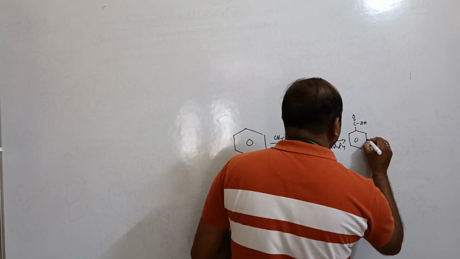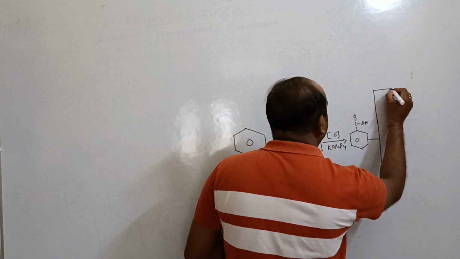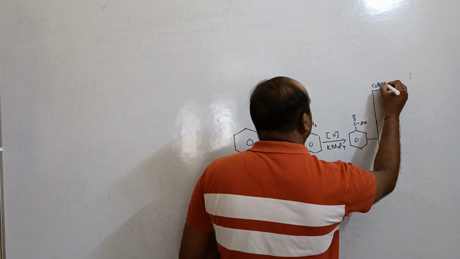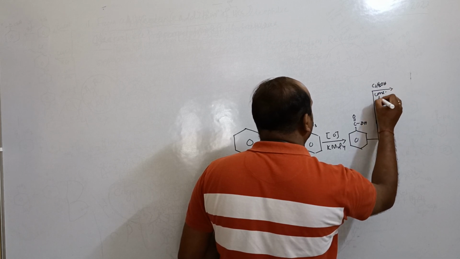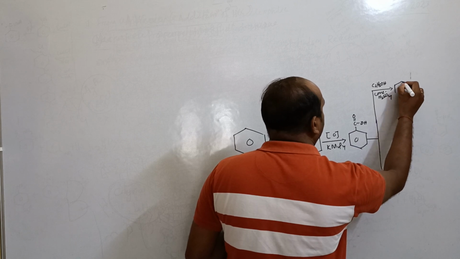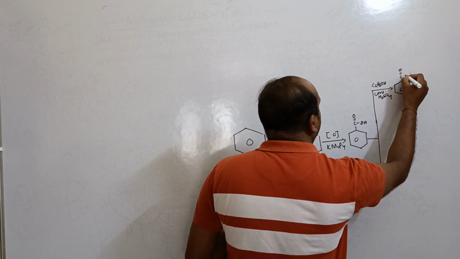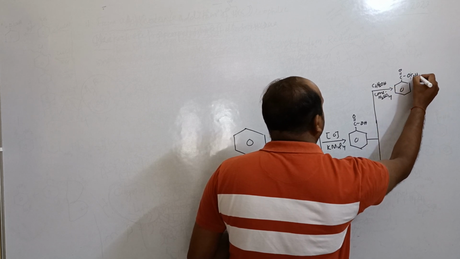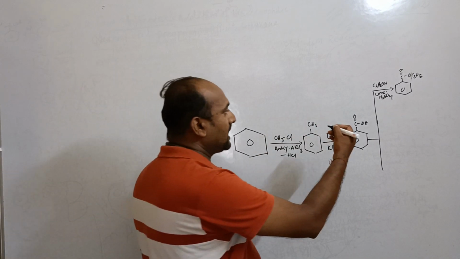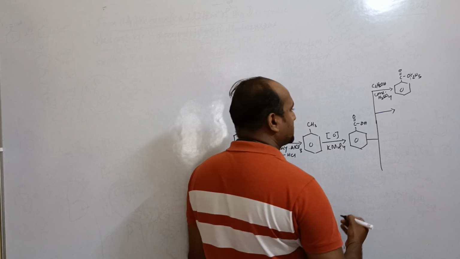Again, benzoic acid is treated with ethyl alcohol in presence of concentrated H2SO4 to form ethyl benzoate. This reaction is called esterification. When an acid reacts with an alcohol to form an ester, this reaction is called esterification.